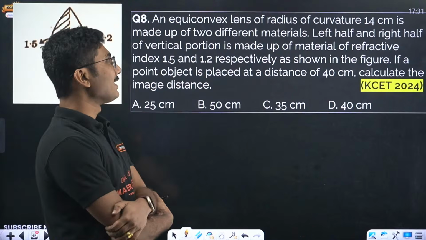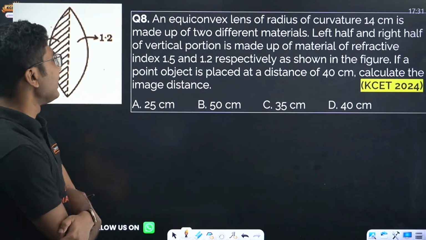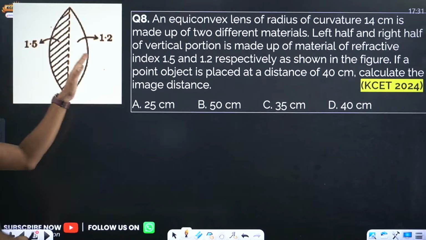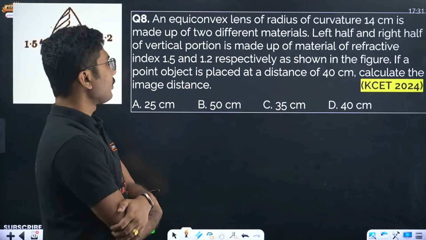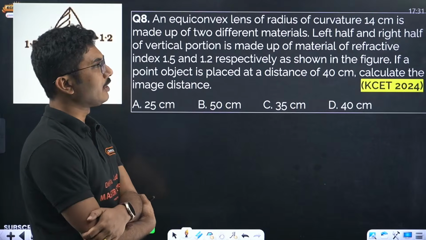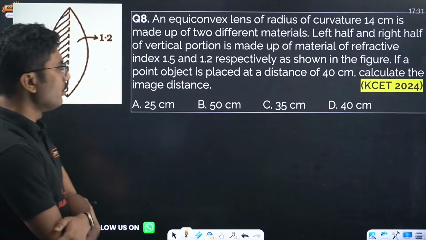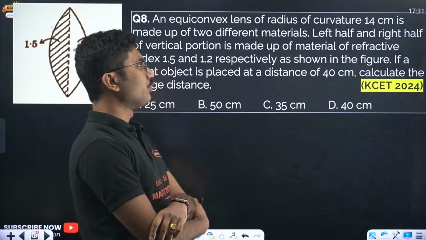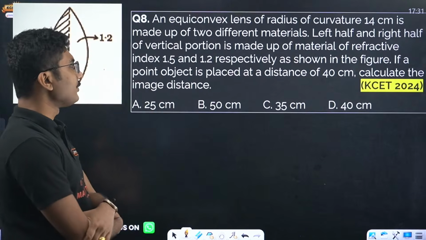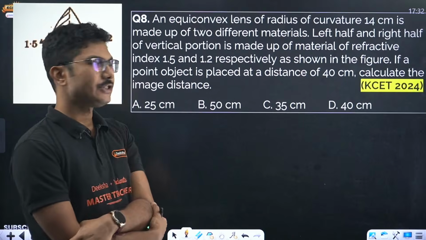An equiconvex lens of radius of curvature 14 centimeter is made up of two different portions. Okay, the left half and right half of the vertical portion are made up of material of refractive index 1.5 and 1.2 respectively, as shown in the figure. If a point object is placed at a distance of 40 centimeter, calculate the image distance.